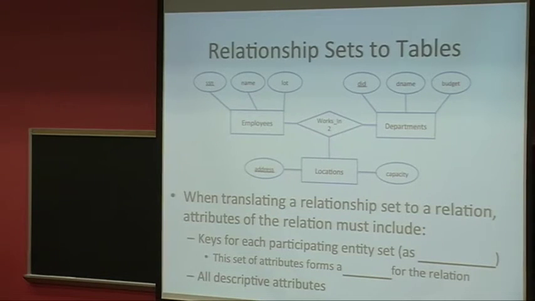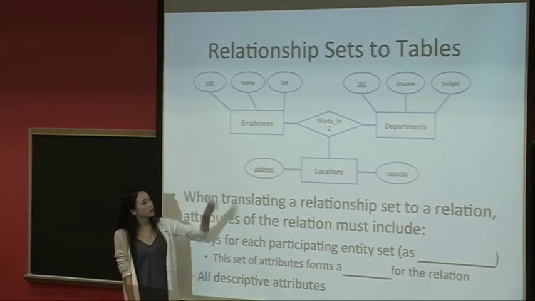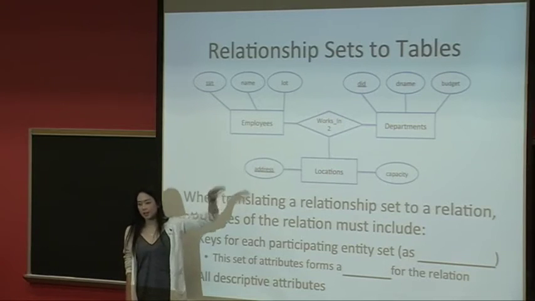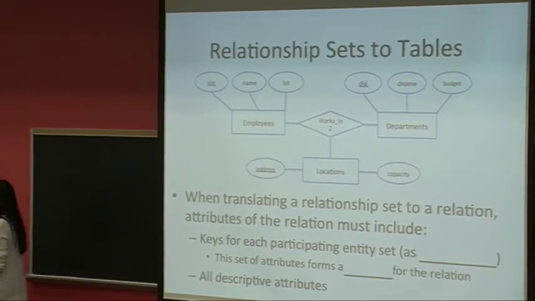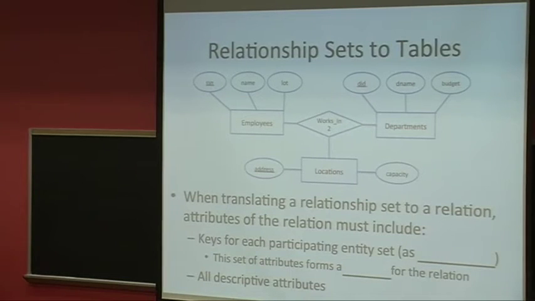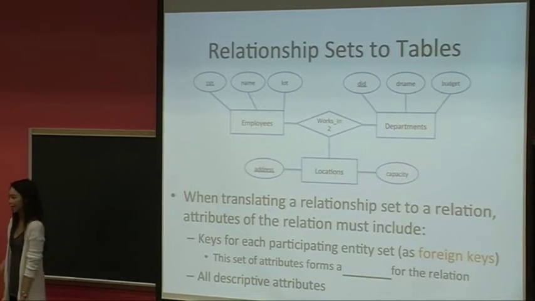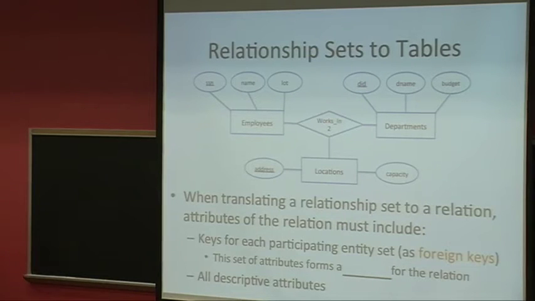So what will we call it if we just put all the keys for each participating entity set? So for works in, all the keys are what? Yeah, for each of them is the foreign key. And you're right, when we think about them together, you can call them the primary key, but for now, recall a concept we talked about last time. Together they are a super key.